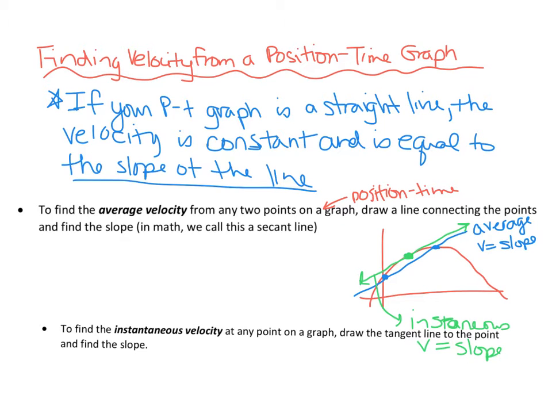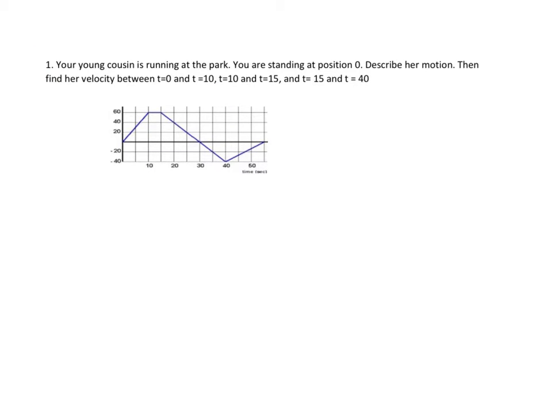So let's do some examples. First example, we have a position time graph. I apologize, but the label of the title got cut off. It actually did originally say position, and it's in meters. So you are standing at position 0. It's always a good idea to specify where 0 actually is. Your cousin is running around, we want to describe her motion, and then we want to find her velocity in several different places. So let's start with her motion.